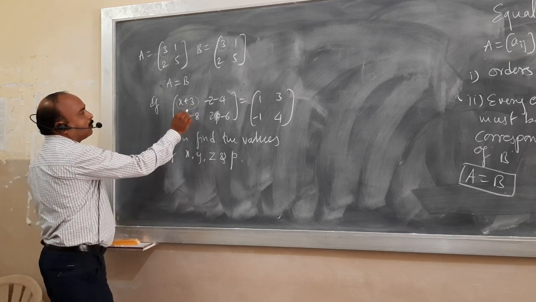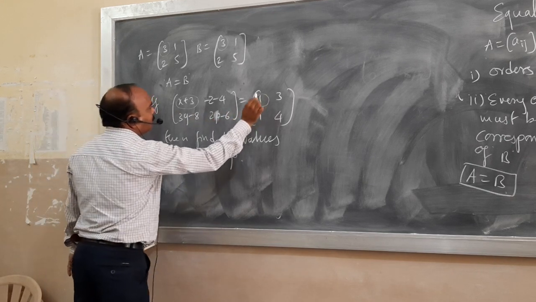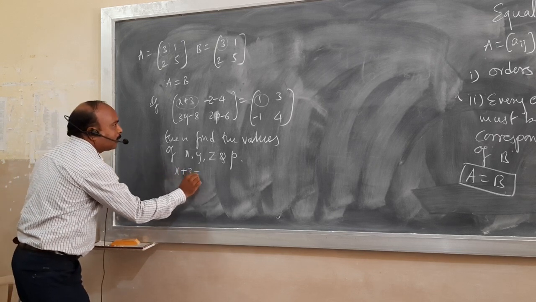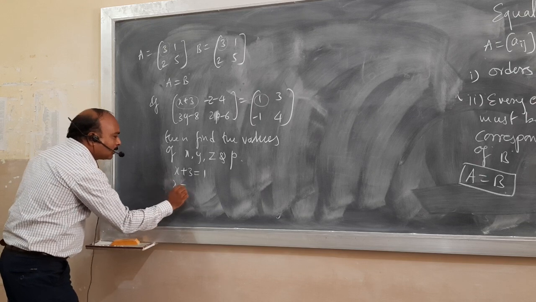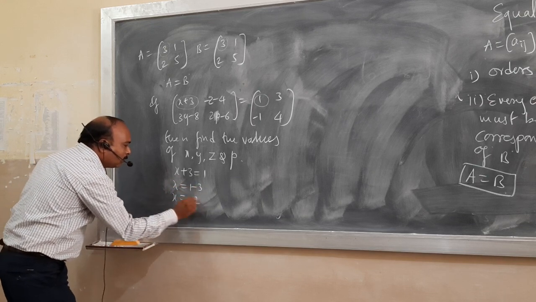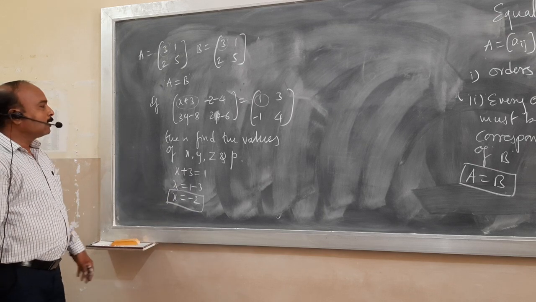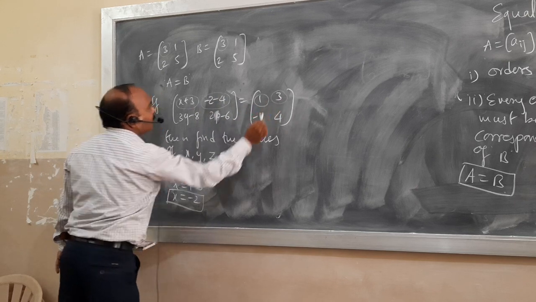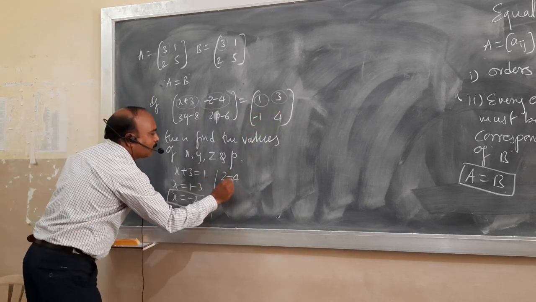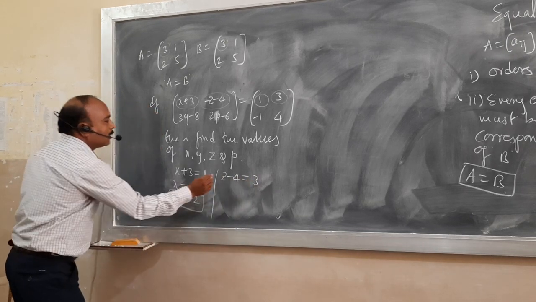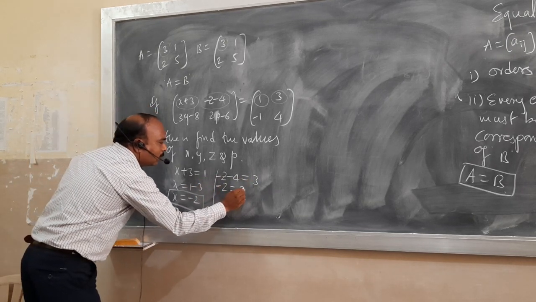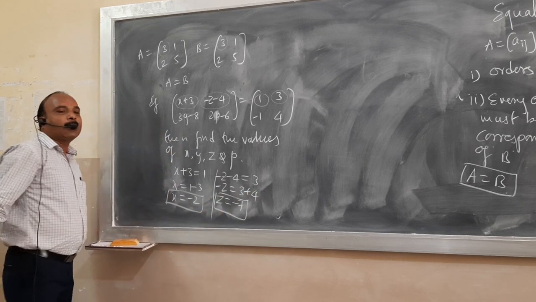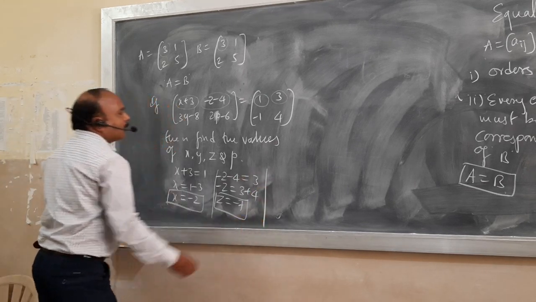Here x plus 3 is A11 element of first matrix and 1 is A11 element of second matrix. Then we equate both by using the definition. We get x plus 3 equal to 1. So x equal to 1 minus 3, x equal to minus 2. It is the first answer. Similarly, we equate second corresponding element. It is A12 with A12. That is z minus 4 equal to 3, so z equal to 3 plus 4, z equal to 7. It is second element.